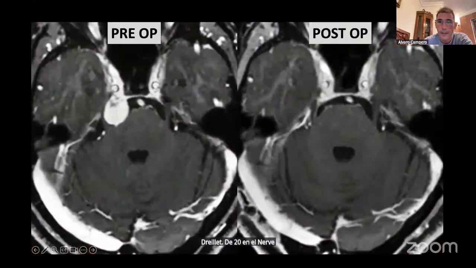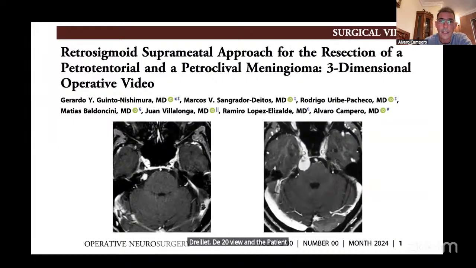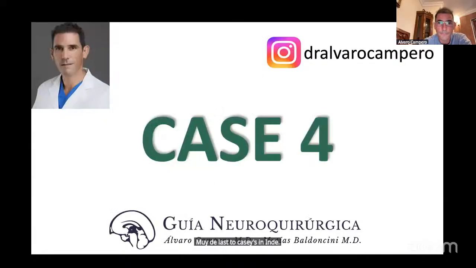And we can compare the pre and post-op MRI in the different views and the patient after the surgery. And also, if you want to see the 3D videos, we published the last two cases in this journal.